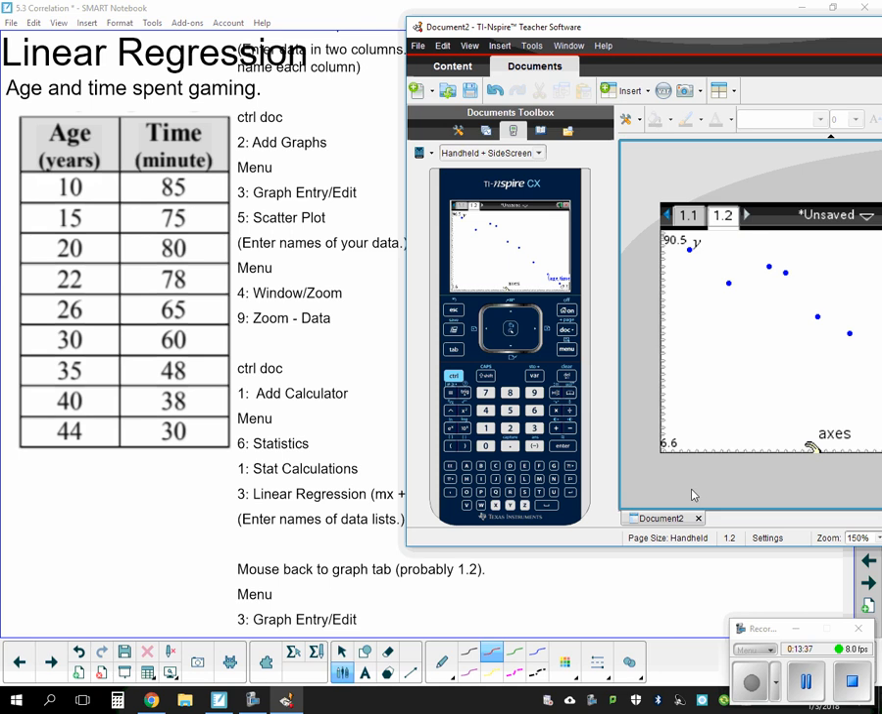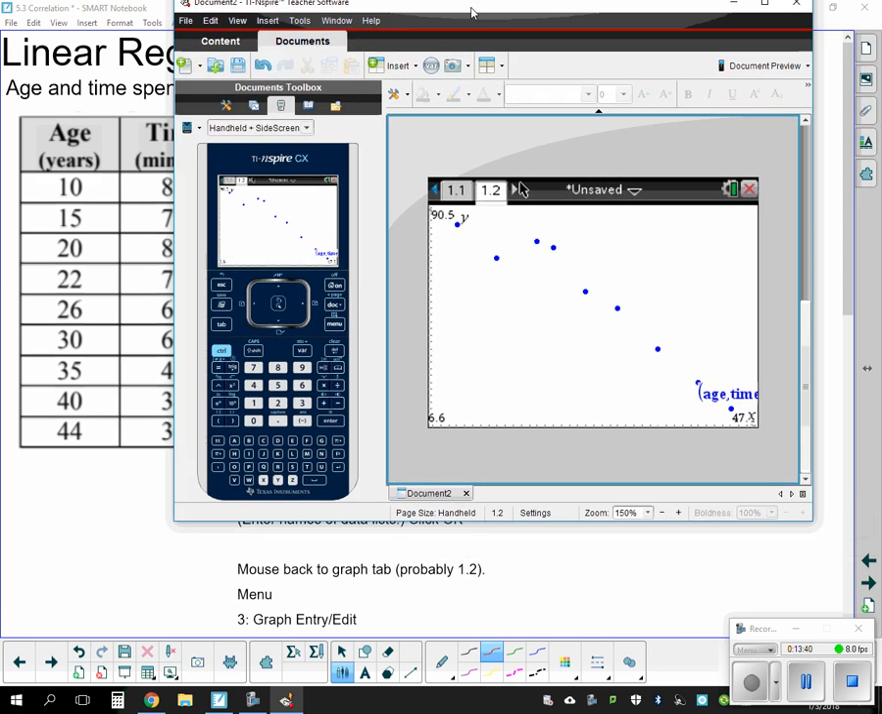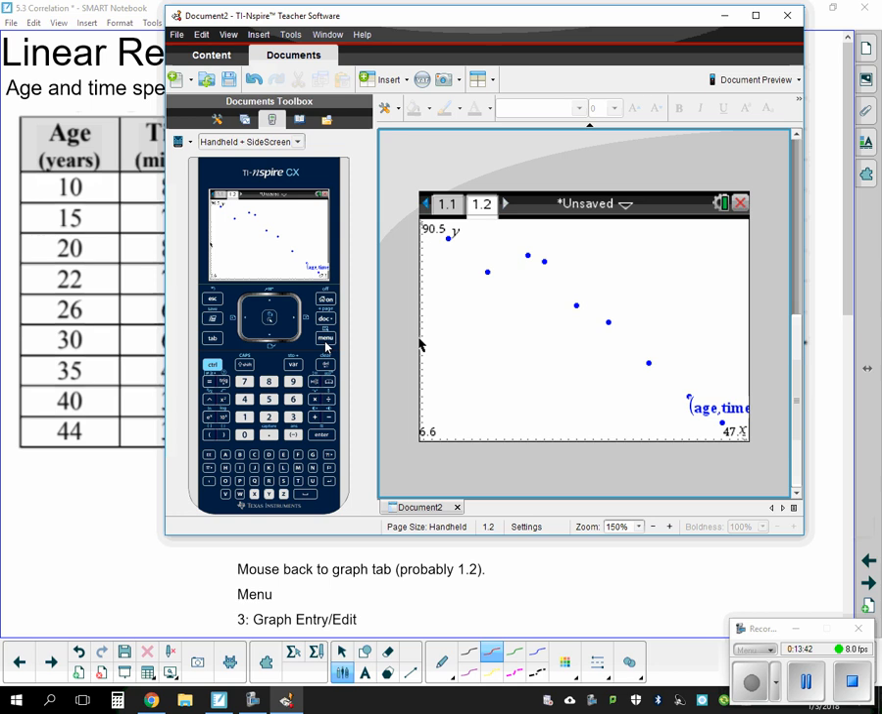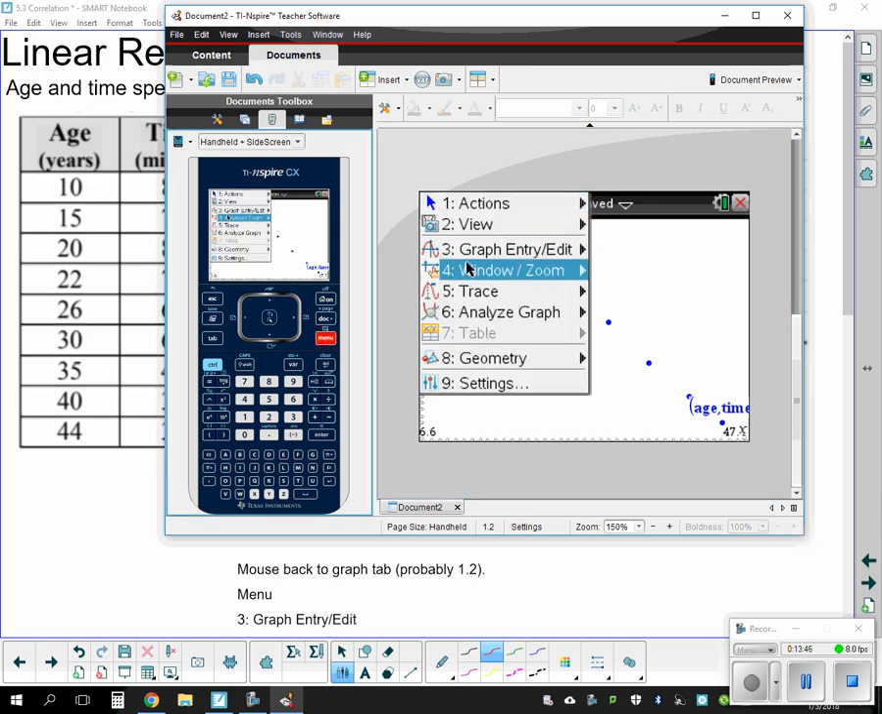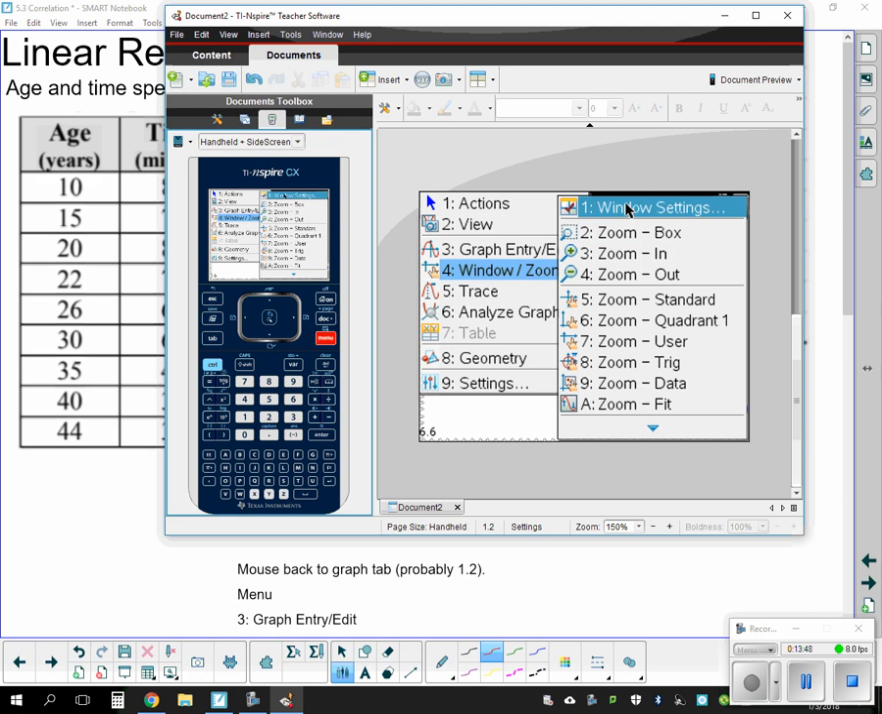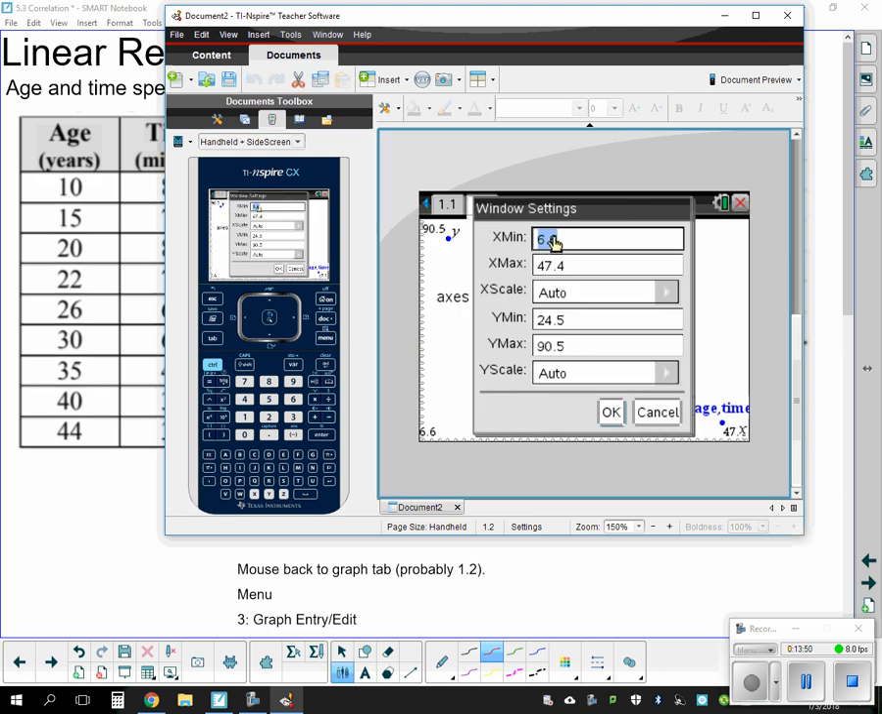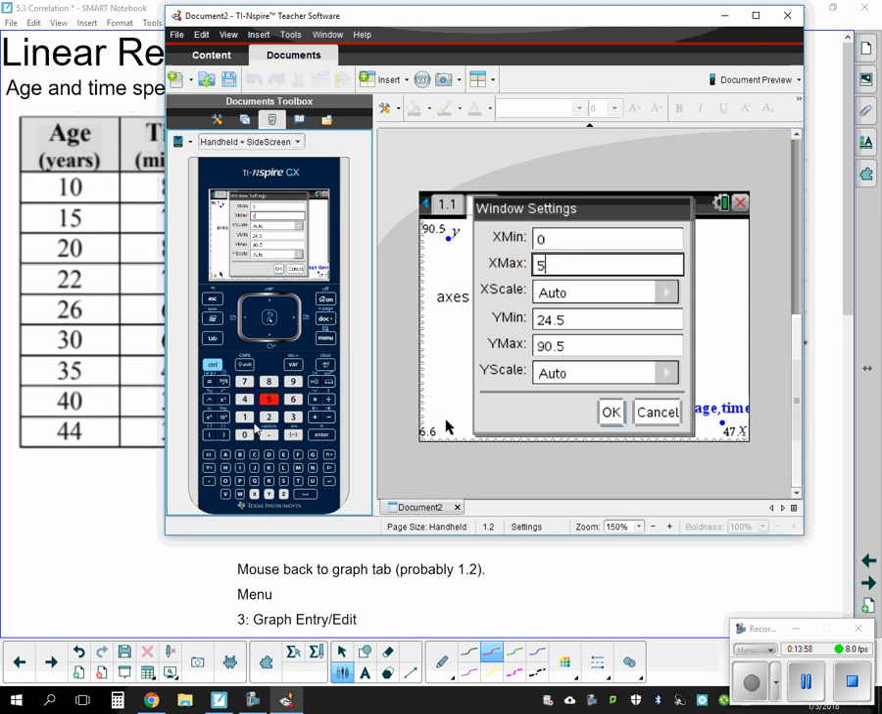There we go. You can move this window around if you would like. You can click and move, you can drag it. You can also go in and customize your window, menu, window zoom, window settings. Maybe you want it to start at 0. You can make the scale count by tens if you want. Maybe you want to go 0 to 50 and count by tens. You can make it do that. So this is up to you. It's up to you what you want to do. If you want to leave it just with what they give you, that's your choice.